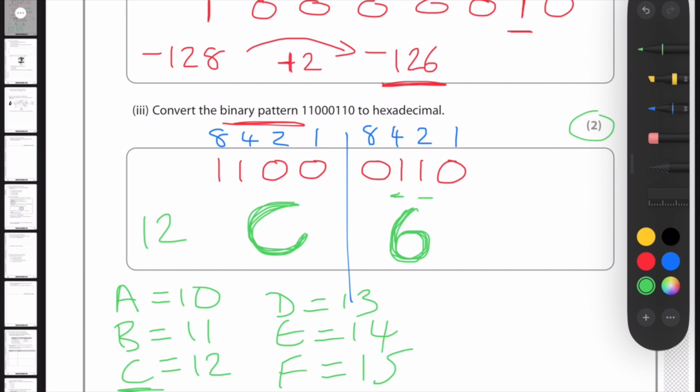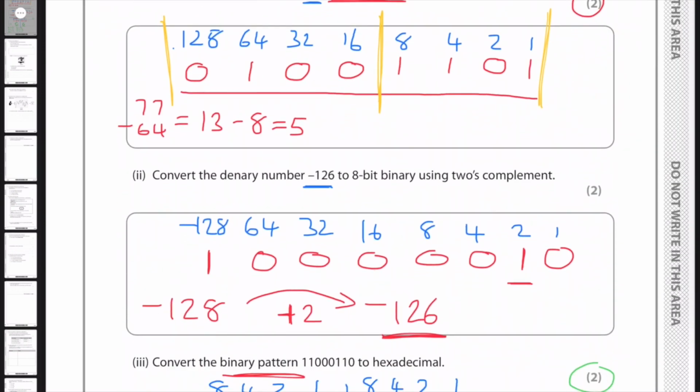You'd get 1 mark for the C, and you'd get 1 mark for the 6. Okay? And that's page 1 done. A total of 6 marks.